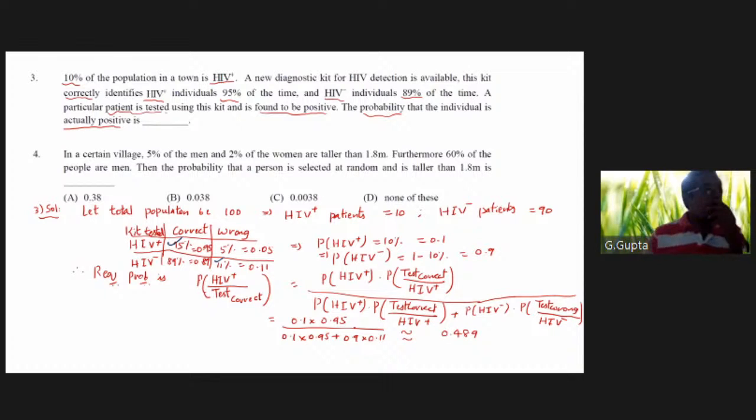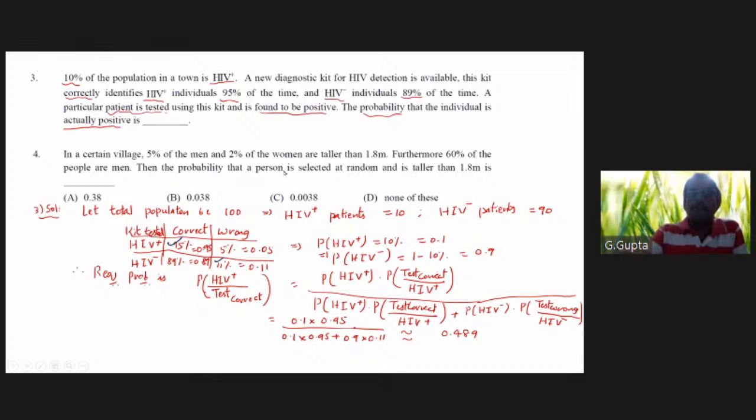So this is the answer, 0.489. Now the last example in this fourth one: in a certain village, 5% of the men and 2% of the women are taller than 1.8 m. Here m means meters. Furthermore, 60% of the people are men. Automatically, 40% remaining are women.